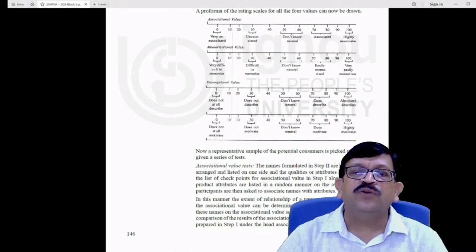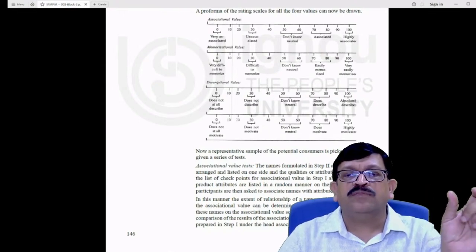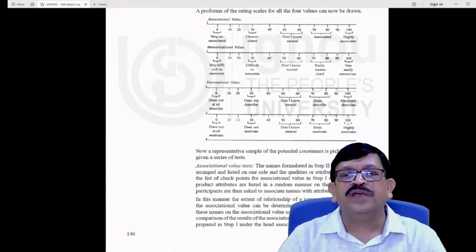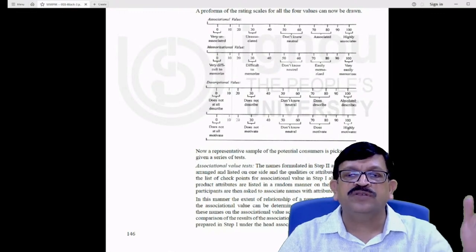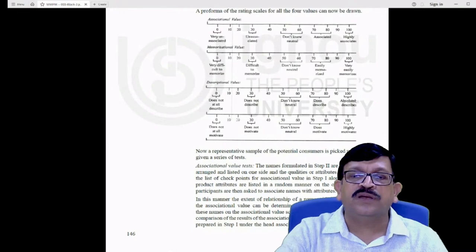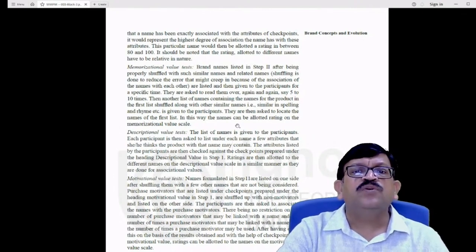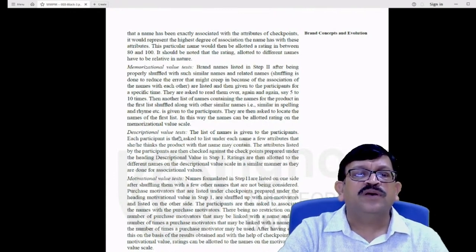So what you need to do is make a list where the list of qualities and attributes is laid out in the checkpoints on one side, the product attributes on the other side, and then the names which are associated with it. You do the same thing for the other values.